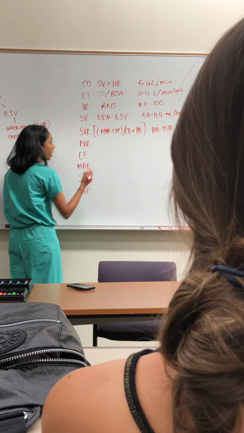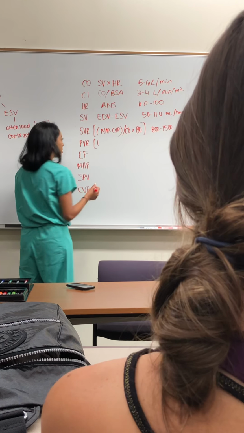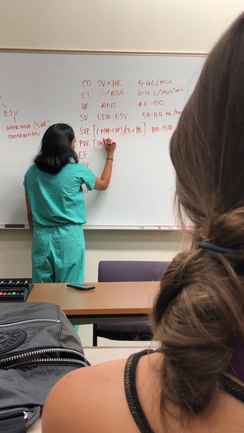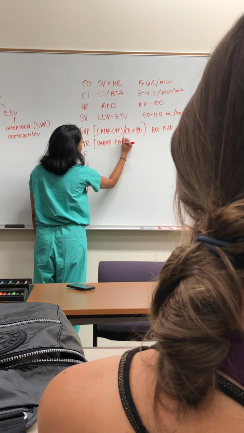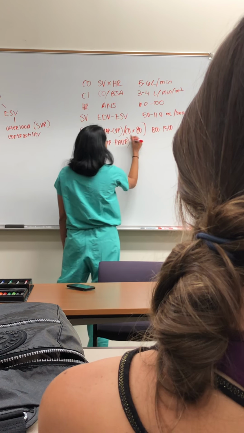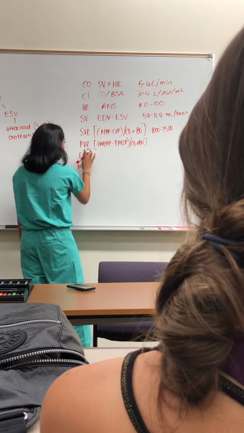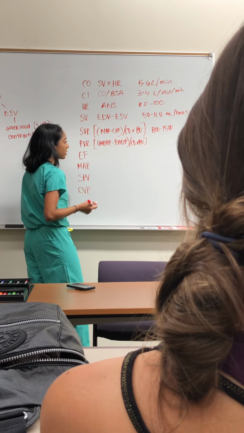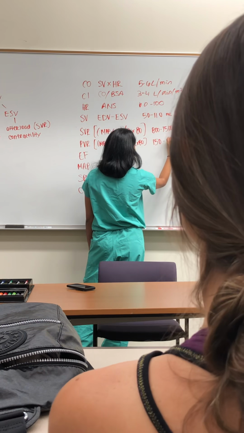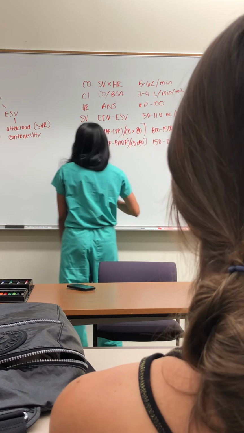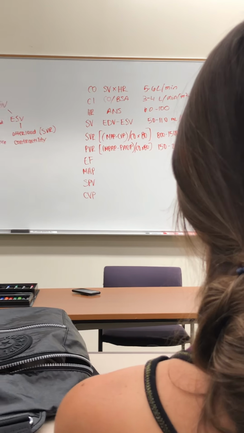And to calculate PVR, we actually use the exact same formula, but now we're subbing in pulmonary pressures. So we're going to do mean pulmonary arterial pressure minus pulmonary artery occlusive pressure divided by cardiac output times 80. And pulmonary vascular resistance is a lot less than SVR, so it's going to be 150 to 250. So now let's move on to contractility.